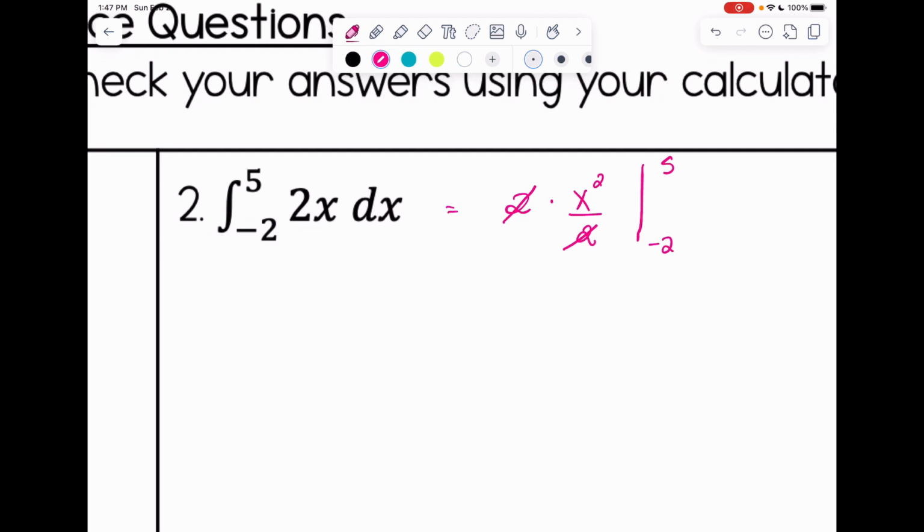So I'm really evaluating x squared from -2 to 5. So plug in 5, the upper bound. Plug in -2, your lower bound. And when I simplify this, I'm going to get 21 as my value.